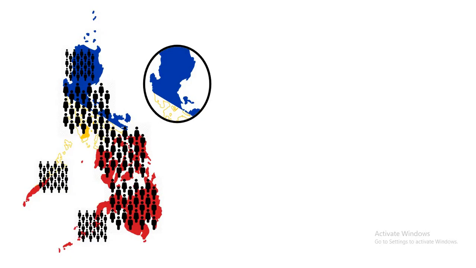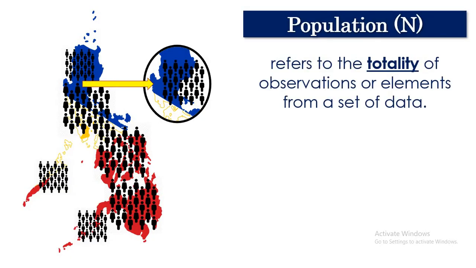Let's talk about the terms you need to remember when we talk about statistics. One of the most important terms you need to remember is population. It is denoted by capital letter N, and it simply pertains to the totality of observations or elements from a set of data. Keyword here is total. So say for example, we have here the whole population of the Philippines. We are talking about a total. What are our elements? The number of people or number of citizens in the Philippines.